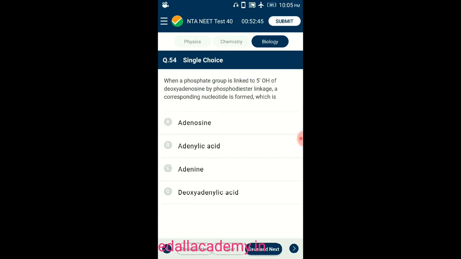Question number 54. When a phosphate group is linked to 5'-OH of deoxyadenosine by phosphodiester linkage, a corresponding nucleotide is formed. A nucleotide is a combination of nucleoside and phosphate group. When deoxyribose sugar attaches to adenine, deoxyadenosine is formed. When phosphate attaches to 5'-OH of deoxyadenosine, then the corresponding nucleotide called deoxyadenylic acid is formed. So the answer for this question is deoxyadenylic acid, option D.